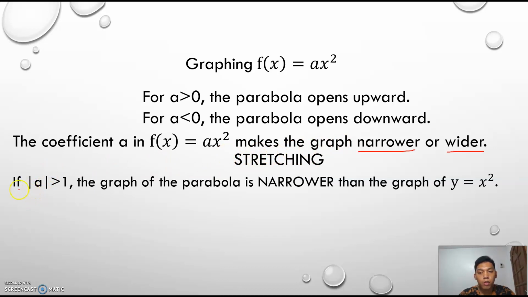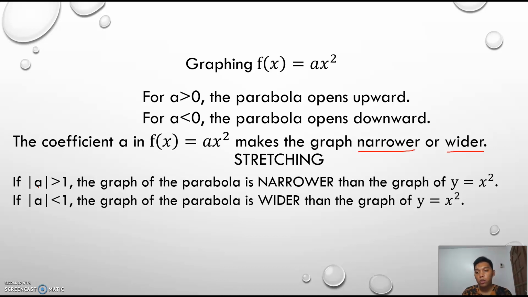So it means that if you notice the value of a is 2, it makes the graph narrow towards the y-axis, right? So when the absolute value of a is greater than 1, it can be 2, 3, 4, 5, 6, and so on, the graph will just keep getting closer to the y-axis compared to the graph of the parent function y equal to x squared.